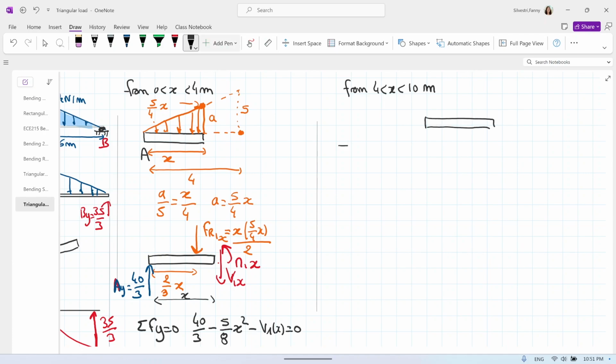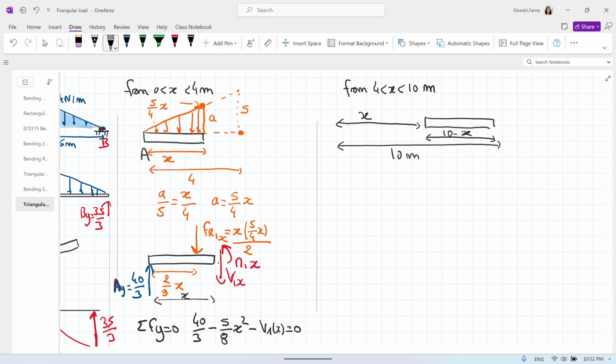So remember, this total distance is 10. Now x is there, so this distance is 10 minus x. Okay, super important: everything will be in terms of 10 minus x. Okay, and we have our load.